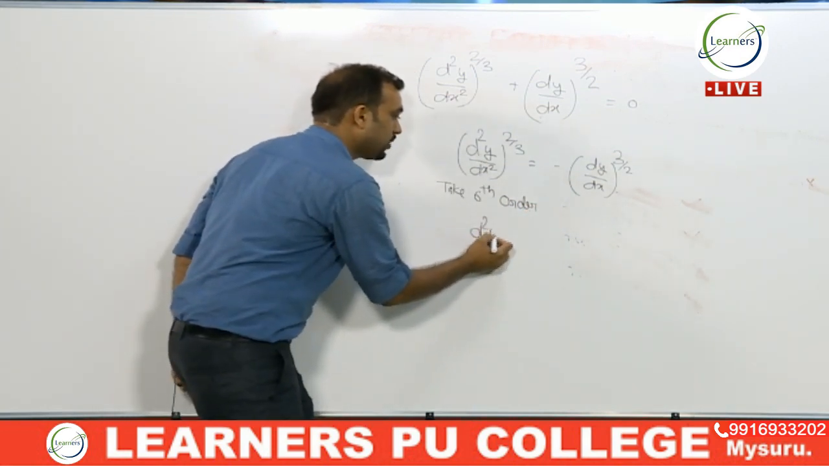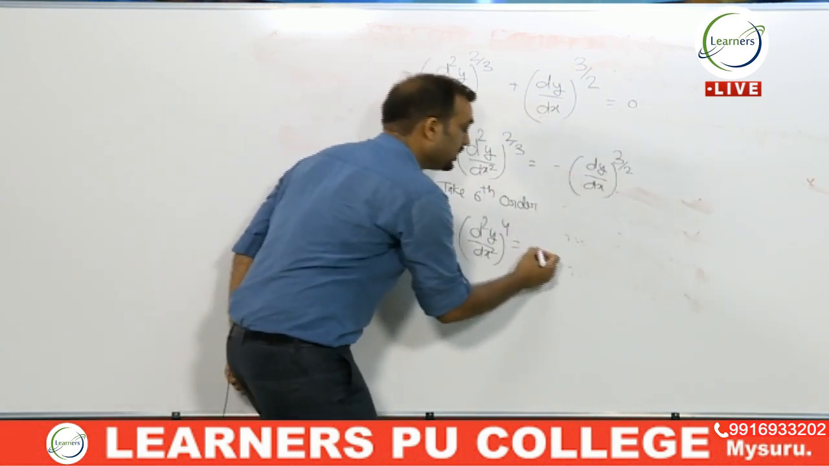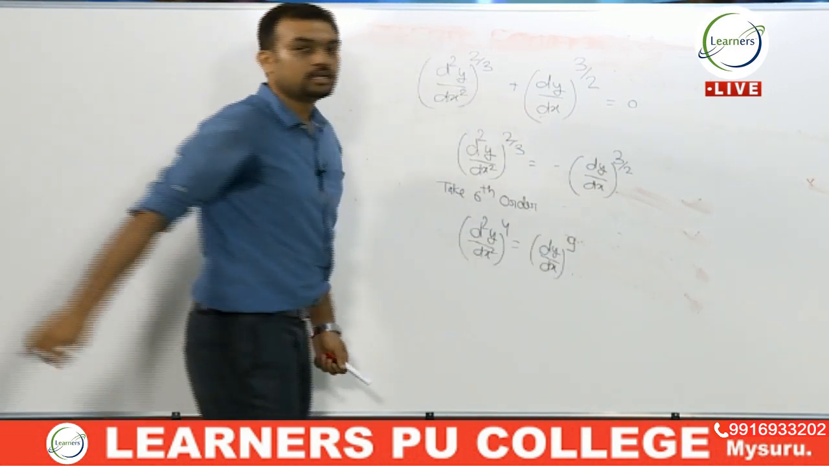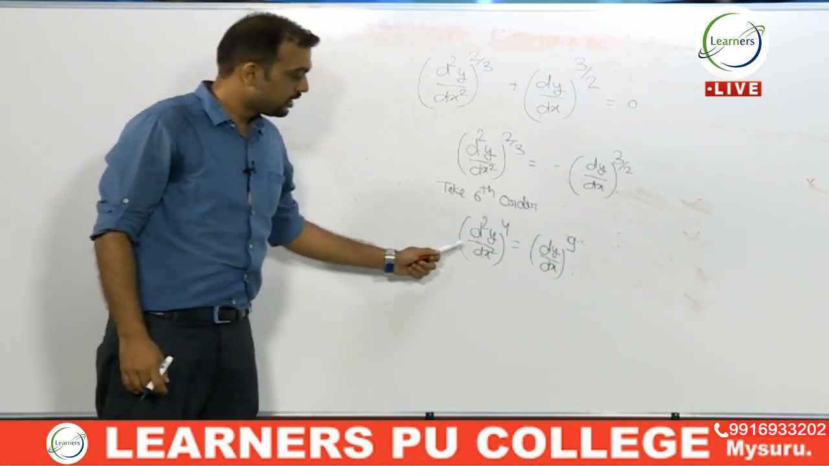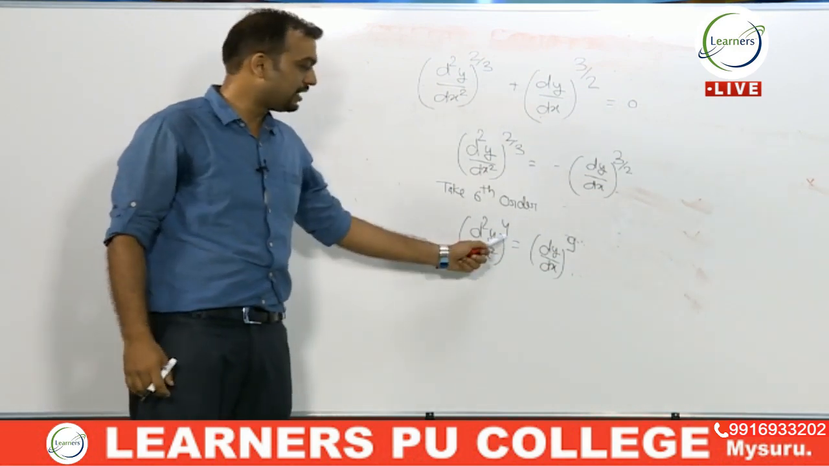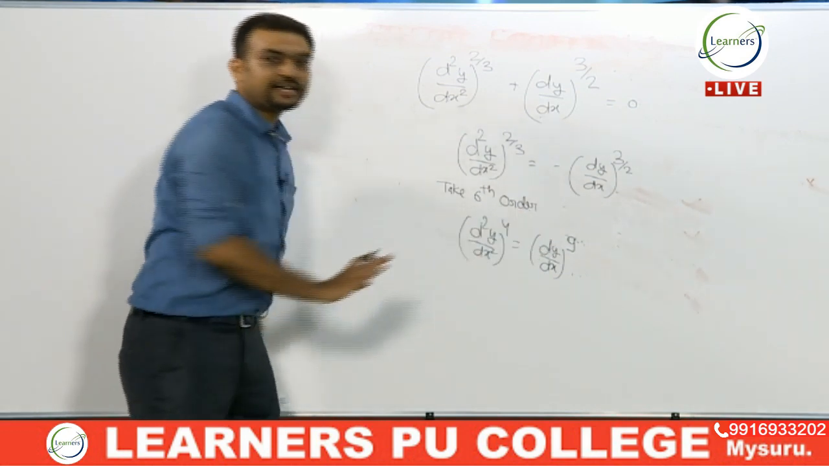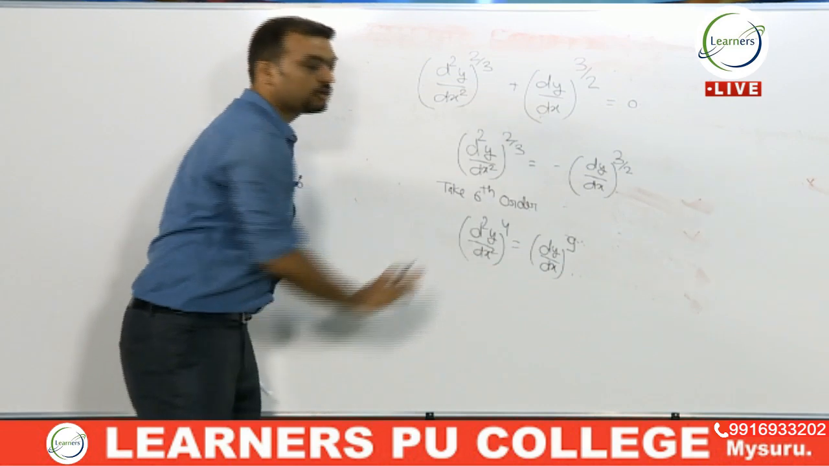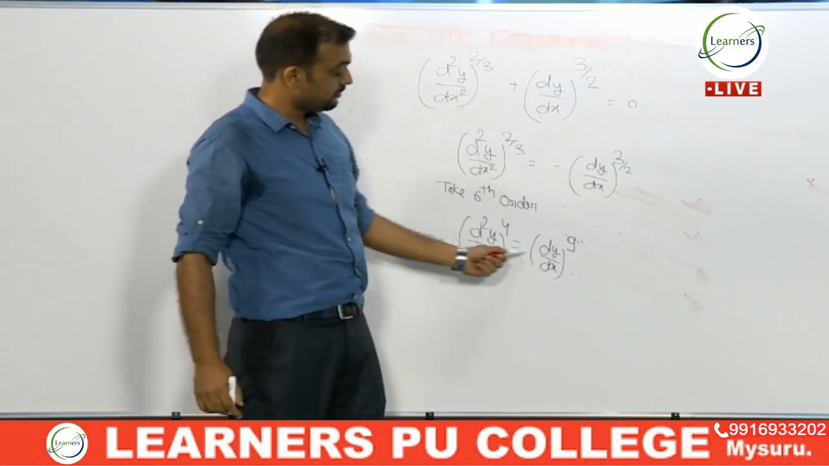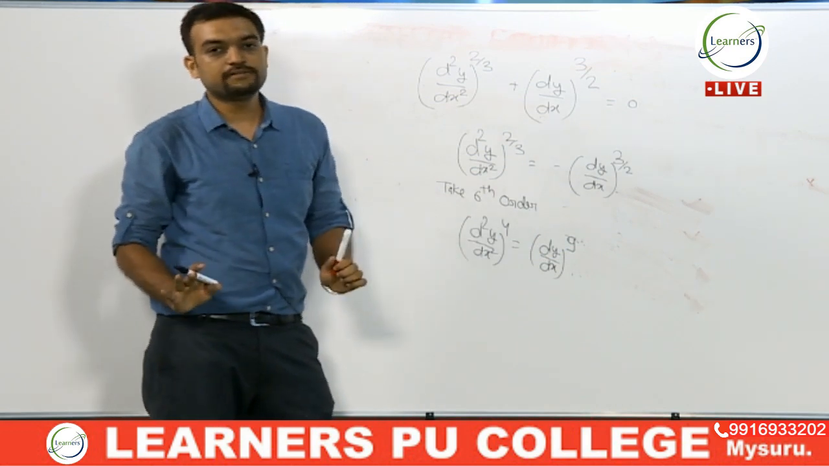This will become (d²y/dx²)^4, and this will become (dy/dx)^9. Now students, if I am asking, can I say the differential equation is polynomial in its derivative terms? Yes, because here the power is 4, here the power is 9. Both are whole numbers. It means this is polynomial in its derivative terms. And now, is it free from fractional powers? Yes, it is free from fractional powers, because here the power is 4, here the power is 9. It means the degree of the differential equation exists.